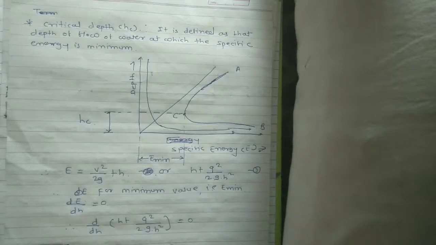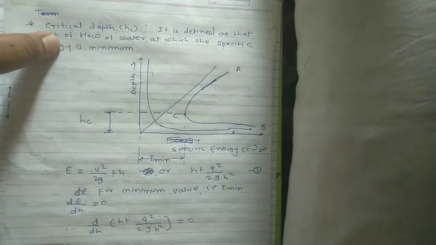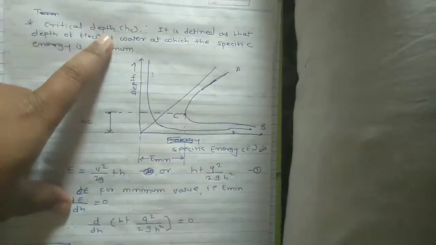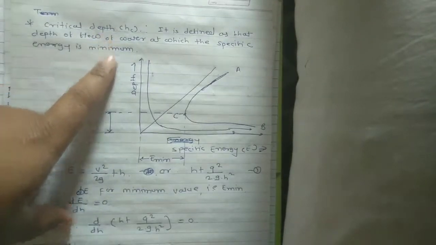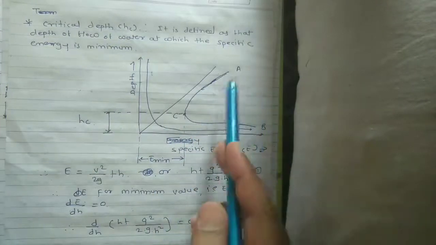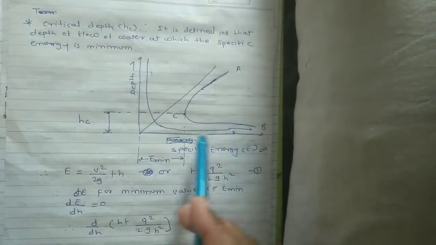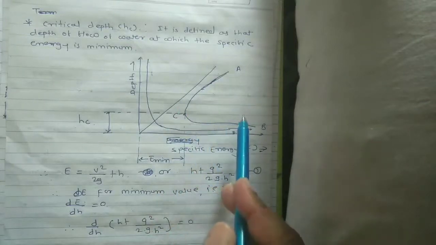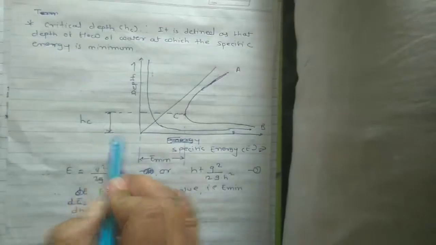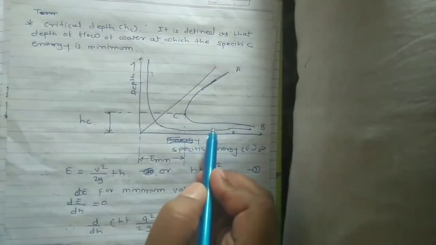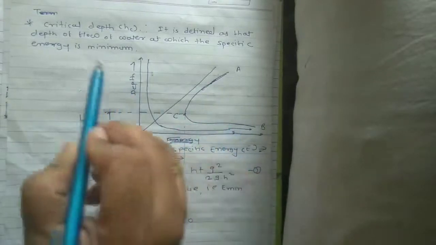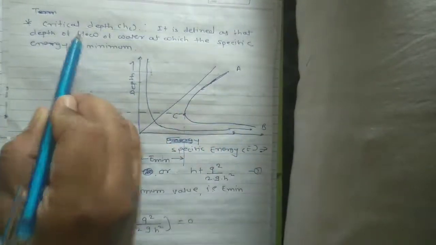So today we are going to study this terminology. What is the meaning of these terms? The first term is critical depth, which is used in the specific energy curve. Yesterday we discussed the specific energy curve. This curve A, B, C is the specific energy curve. Yesterday we discussed how to draw it. Now the first terminology is critical depth hc.